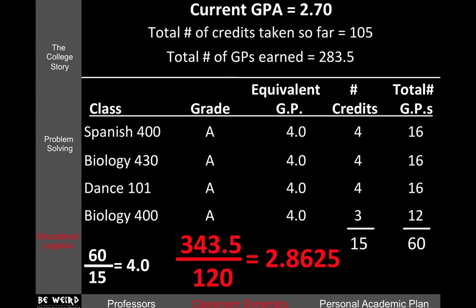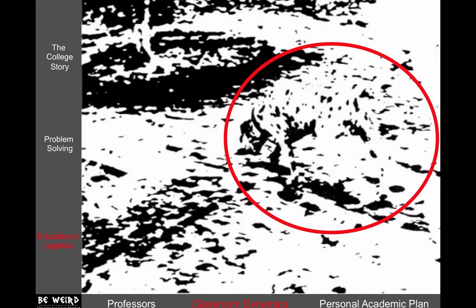Last classroom dynamic focuses on studying. Let's start by looking at this picture. Do you see a dog? 60% of all students I ever show this picture to immediately see a dog. Another 20%, if I show them where the dog is, will see it instantly. The last 20%, even if I highlight where the dog is, will never see the dog.